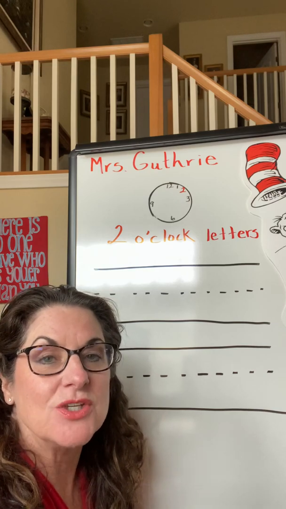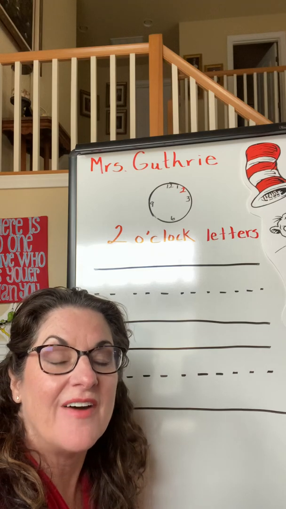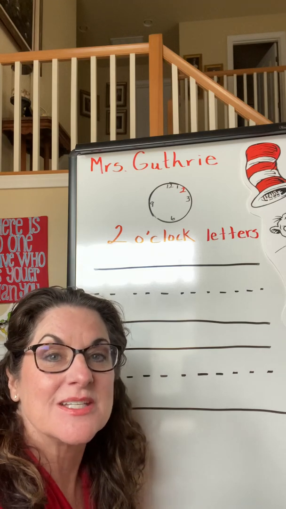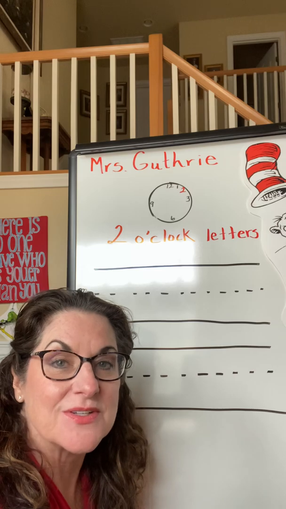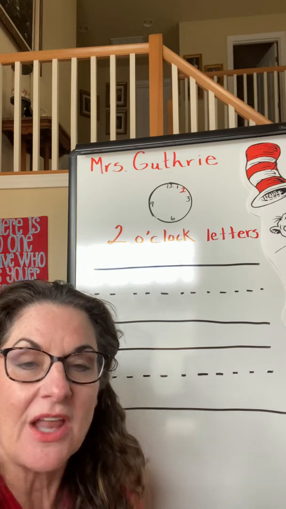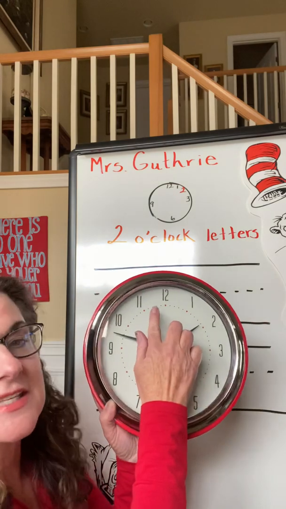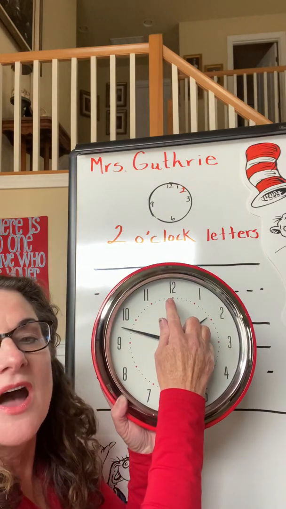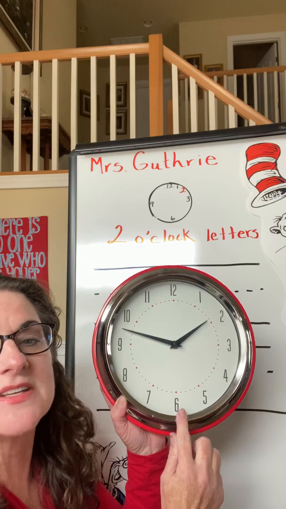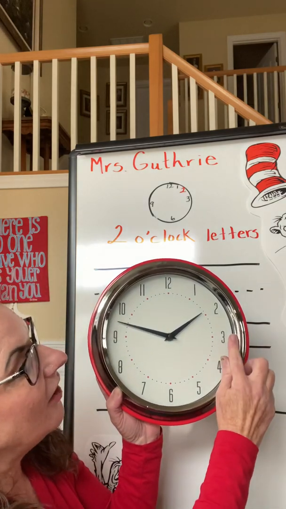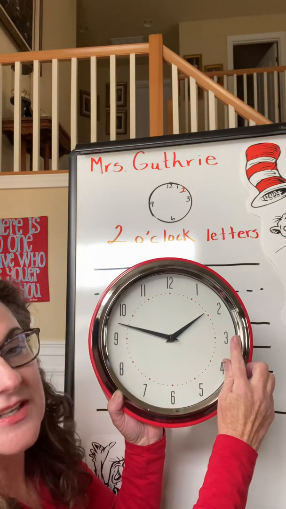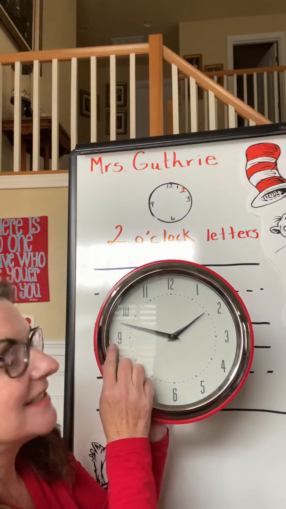Today we're going to talk about using the position of the numbers on a clock to make 2 o'clock letters. So I brought a big clock with me. This is my red Dr. Seuss clock. So you can see that 12 is way up at the top, and straight down from 12 is the 6. Over on the right side is the 3, and the left side is the 9.